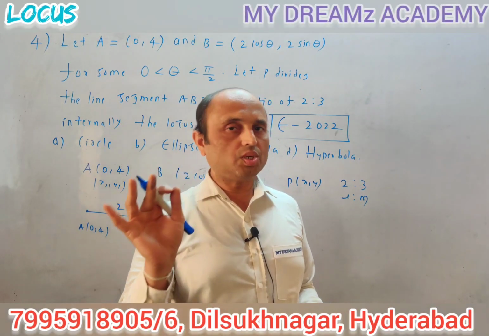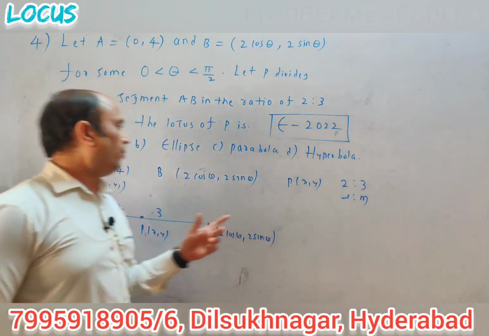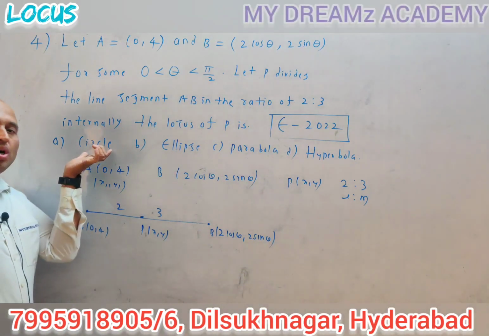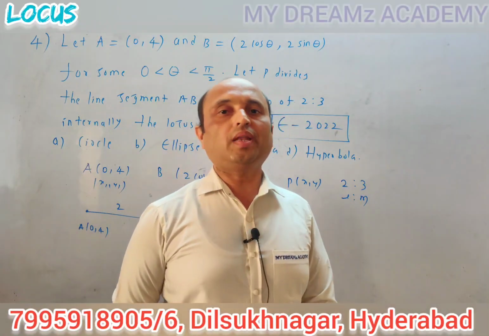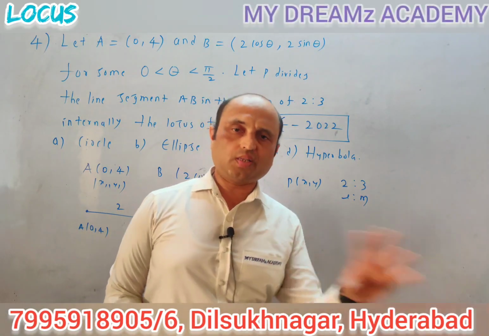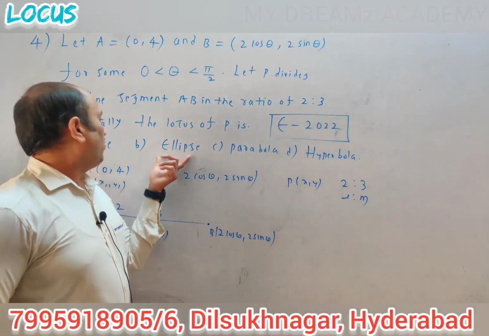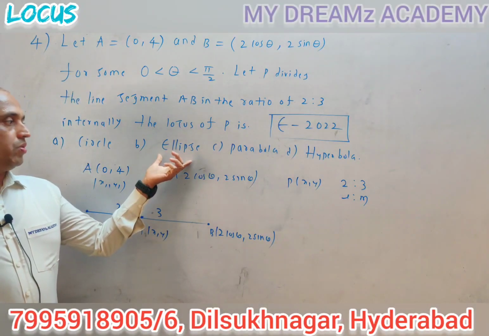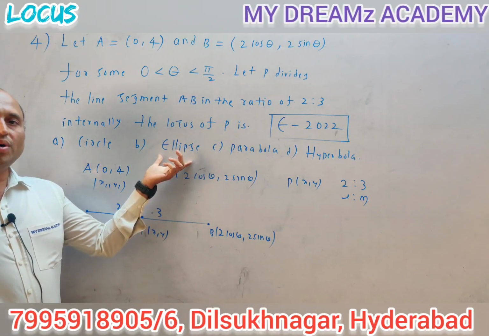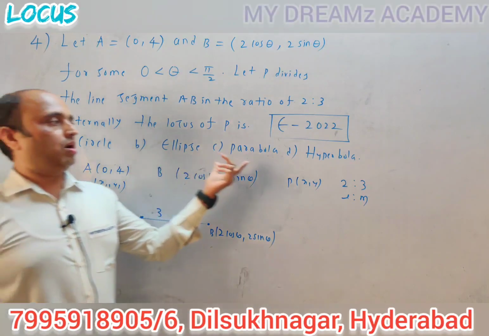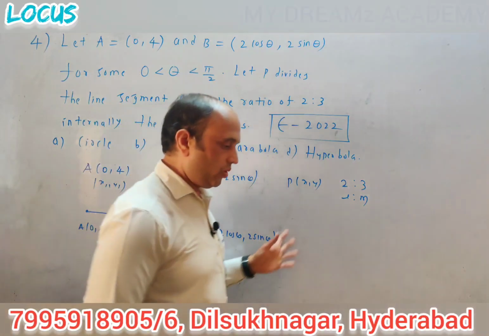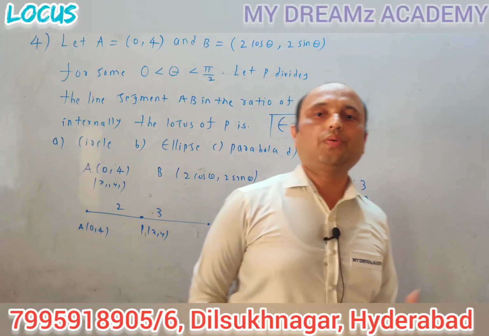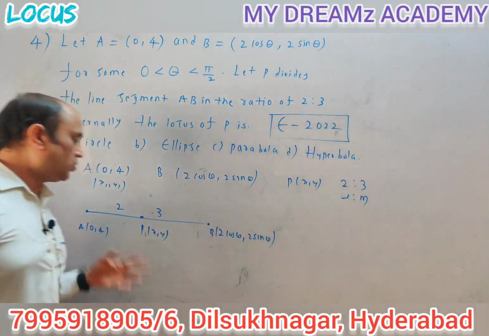That is the representation of circle. Okay, so general form: suppose with center (h, k) and radius r, (x minus h) whole square plus (y minus k) whole square is equal to r square. Standard form of ellipse, x square by a square plus y square by b square equal to 1. Parabola, y square equal to 4ax. Hyperbola, x square by a square minus y square by b square equal to 1. So check which one is true.